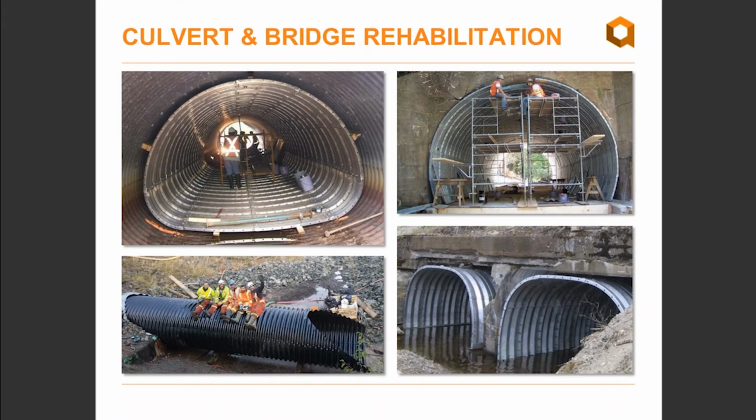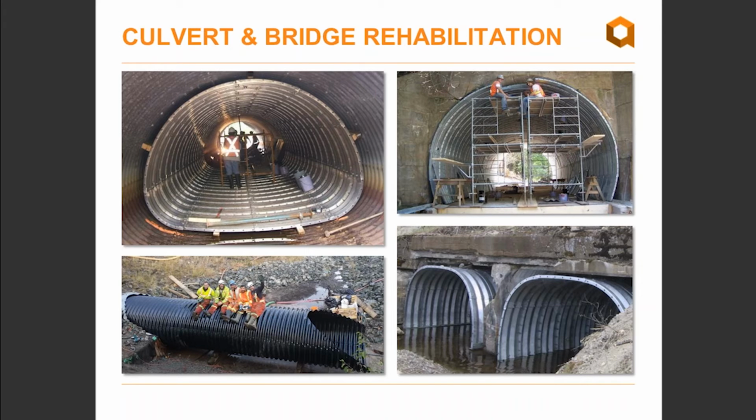We can easily match the profile of an existing structure, whether it's corrugated steel or a concrete system. So we can match the structure, size it down slightly, so we can either slip line that structure, or we can assemble with our tunnel liner plate the structure inside of the existing one. So like I said, keep your eyes peeled if this is something that's of interest to you.